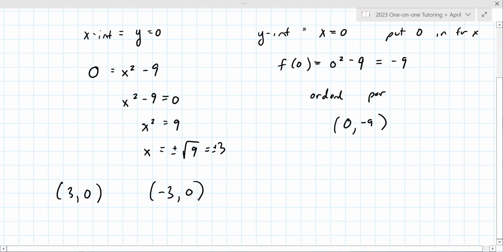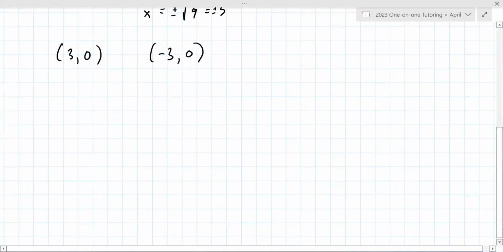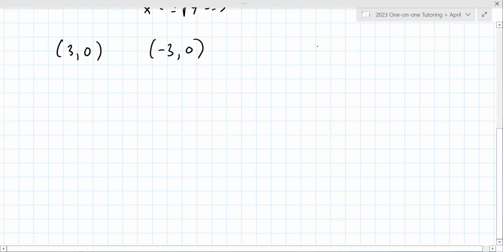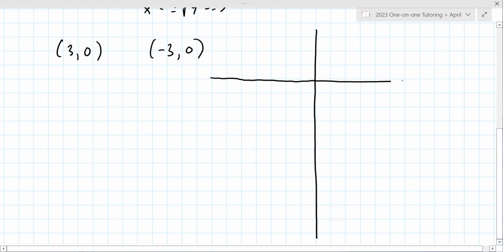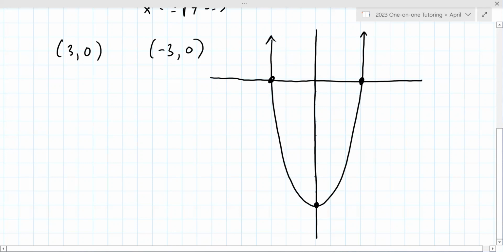Now there's quite a bit of stuff that we've done. So we should at some point start to graph this. And I will do that now here. So 3, 0 is here. -3, 0 is here. 0, -9, we got to go down 1, 2, 3, 4, 5, 6, 7, 8, 9, like that. So the graph, and you can be more exact than this, but this is pretty good here.